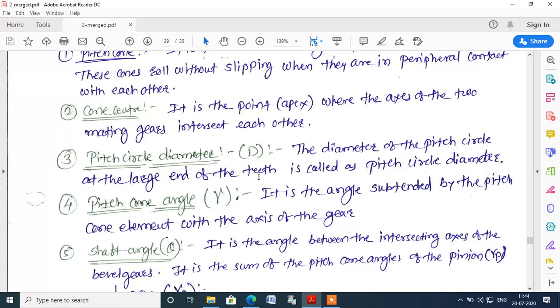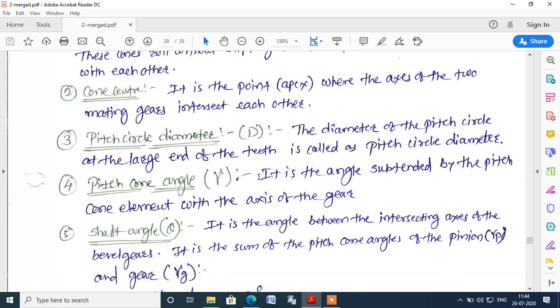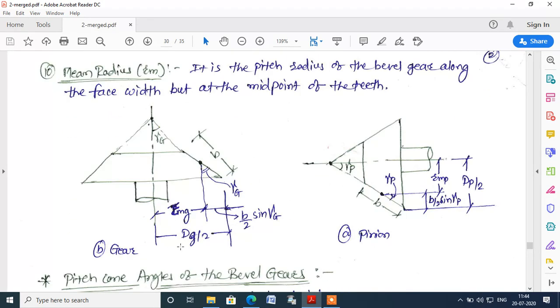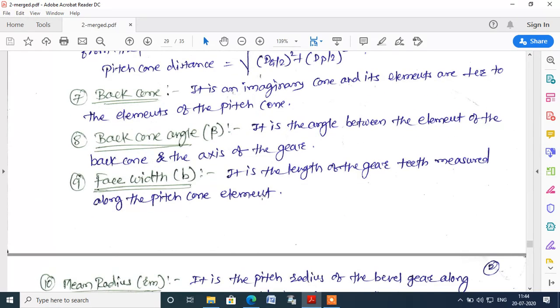Next one is pitch circle diameter, denoted by capital D. The diameter of the pitch circle at the large end of the teeth is called the pitch circle diameter. Now see here, this is the large end of the teeth, so it is known as pitch circle diameter. So this is Dg by 2, so radius is Rg, like this. Here also large end, so it is Dp, so radius is Dp by 2.